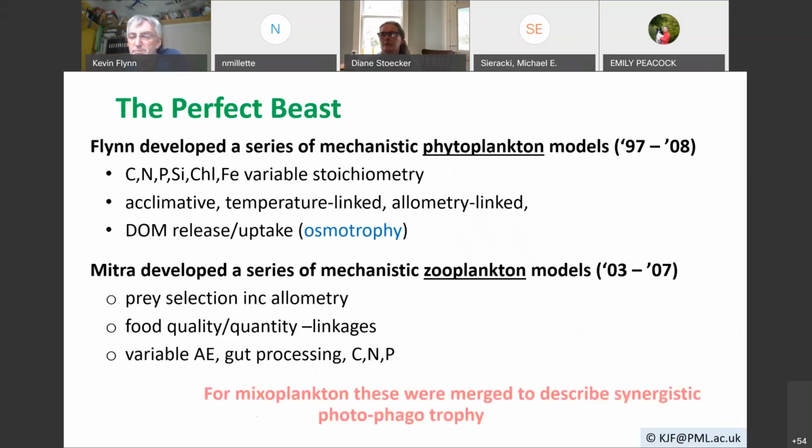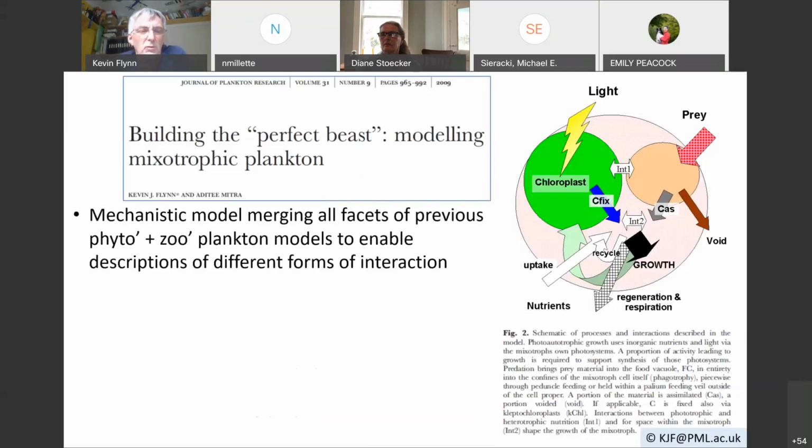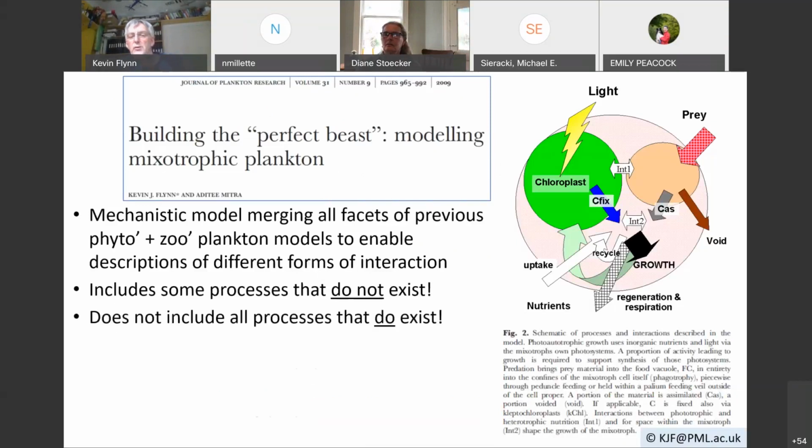And we basically stuck this lot together to make this Perfect Beast. So the Perfect Beast model is a complicated model. It's a mechanistic model merging facets of phytoplankton and protozooplankton models. It includes some processes, actually, which do not exist because we built it in ignorance of what we later found out and what others later found out. It also does not include some processes which do exist.